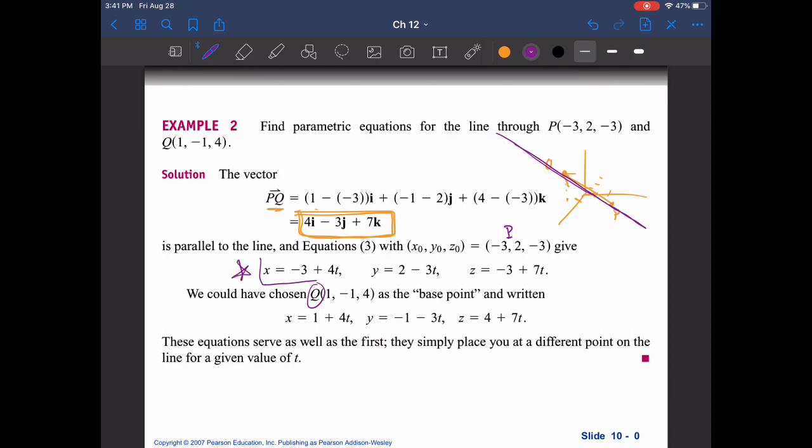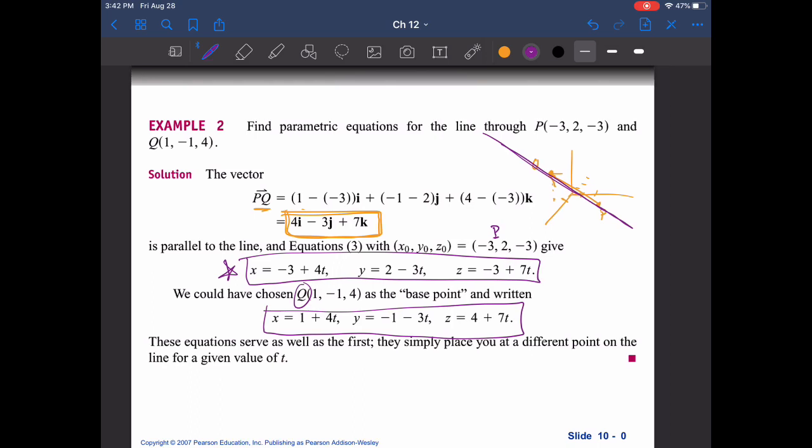You get an answer set here, a parameterized line there, and a parameterized line here. And they look different, but they're actually still the same line. Either one of those draws you along the exact same line, and so therefore they're equivalent. They just place you at a different point for a certain given value of t. But given all values of t, they map out all the same points.